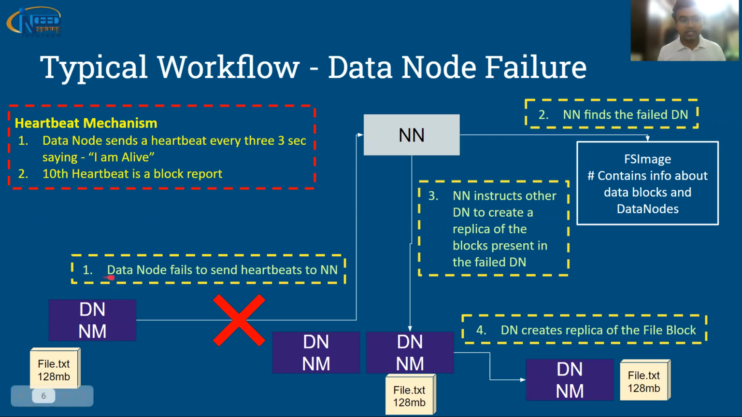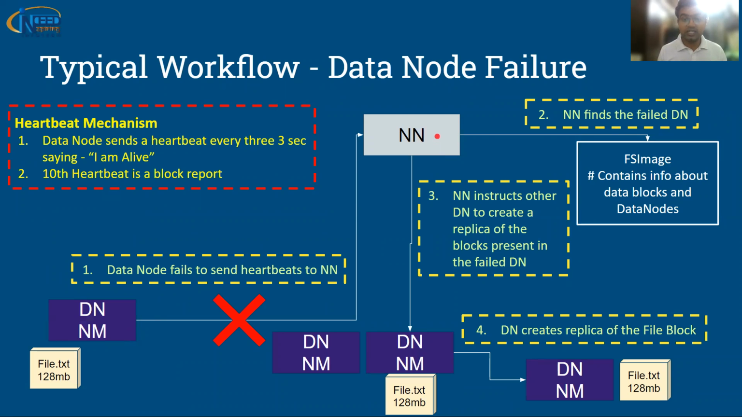Okay, now here you can see failure. The step number one is data node fails to send the heartbeat. So if data node fails to send the heartbeat, name node will not receive the heartbeat. Name node will also not receive the block report. So name node identifies that there is a failed data node. And now name node is concerned. Why name node is concerned? Because this particular data node has got this file.txt, one block of 128 MB. So name node thinks that I have a replication factor of 3, but now for file.txt, one replica is less.